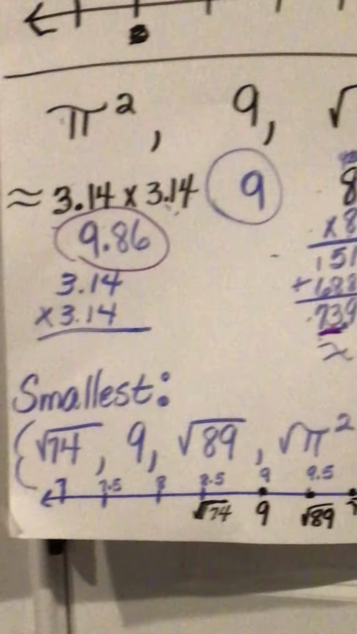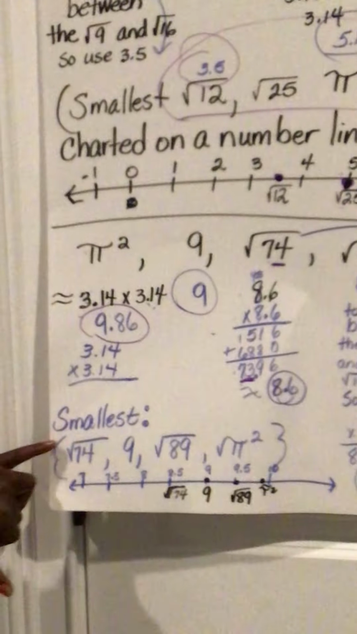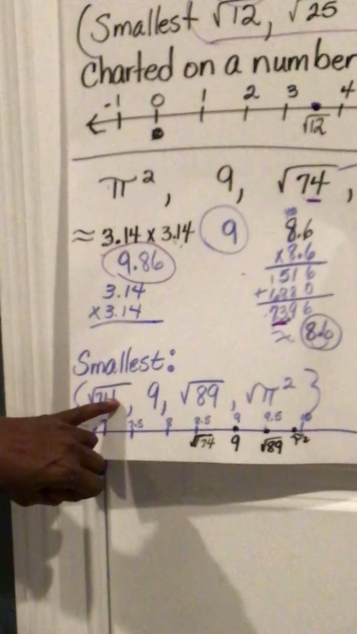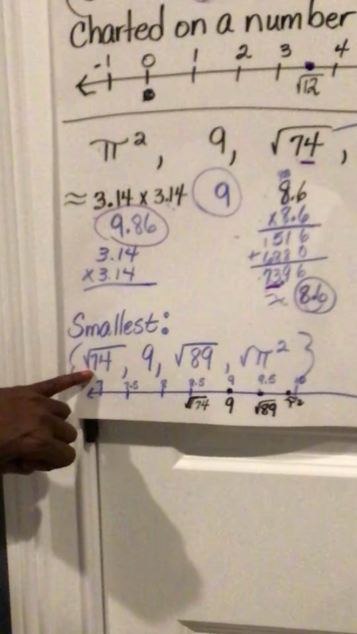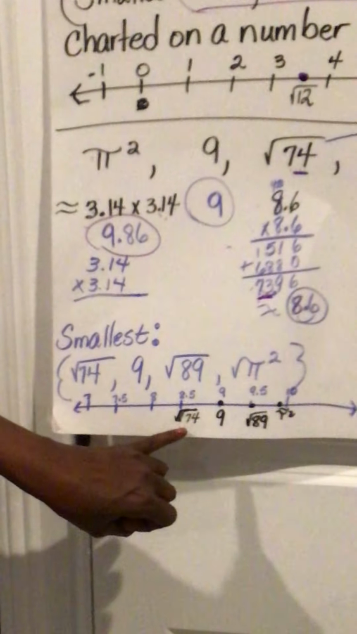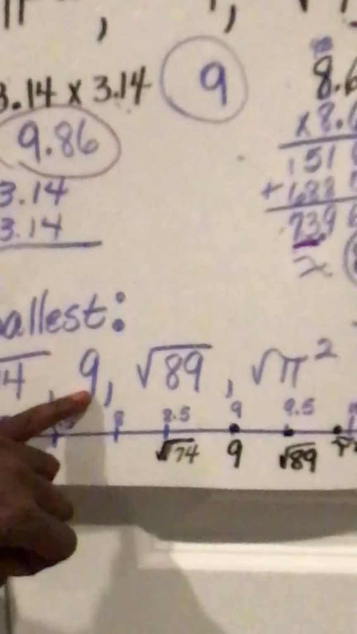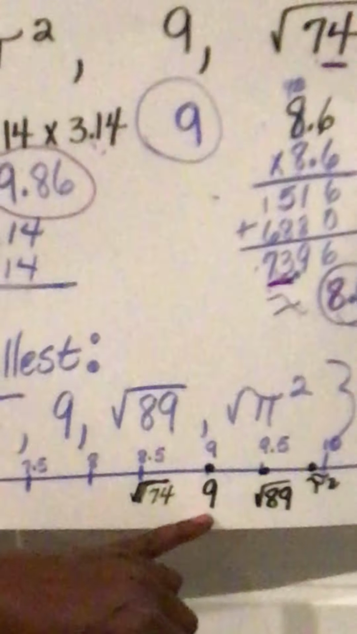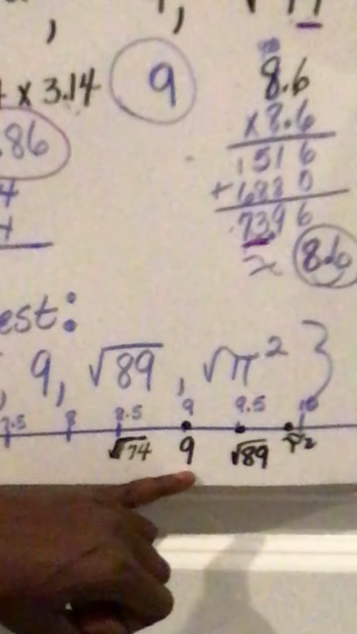Now, last thing I'm going to do is plug them in on my number line. Can you see that? Here we go. We had the square root of 74. That's the smallest. The square root of 74, we said, is 8.6. So 8.6 is going to fall right here. Then 9 is going to fall right here after the 8.5. There's your 9. Why did we put 9 there? 9 is just your regular whole number.